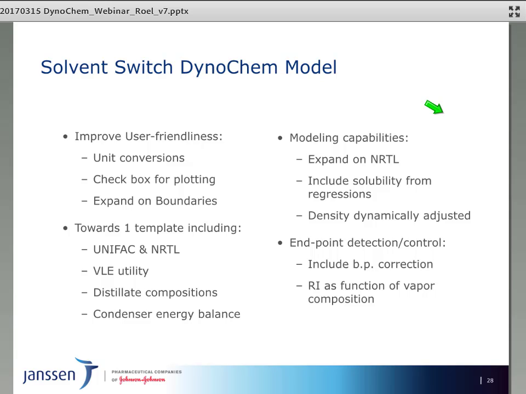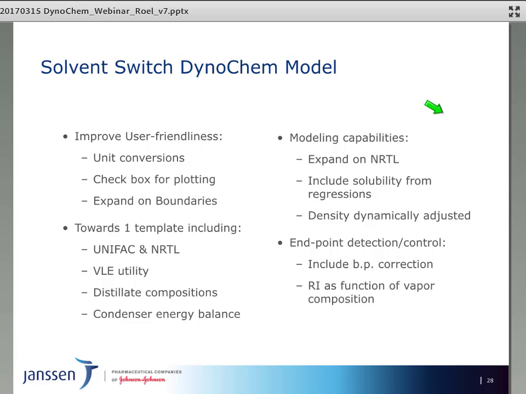Regarding the modeling capabilities, we were very much looking to expand the NRTL interaction parameters because, since it was not feasible to work with the modified UNIFAC model, we wanted to be able to create more accurate simulations via NRTL. We also included the capability to train the solubility of a solid material, so for example the product of your synthesis. And we also included the dynamic calculation of density.